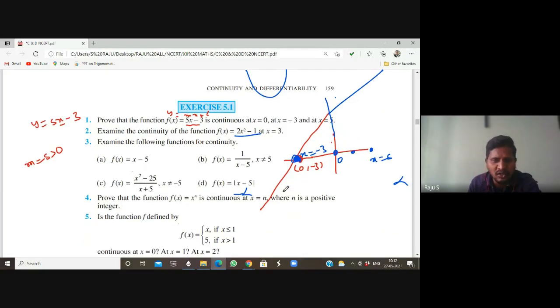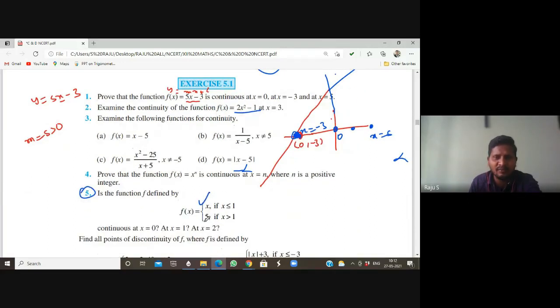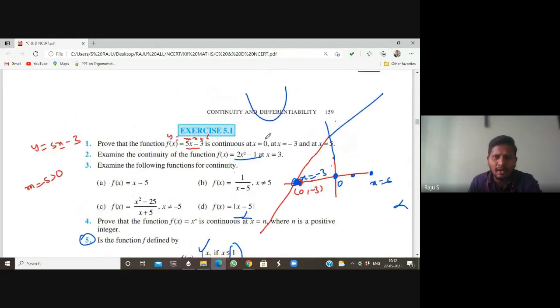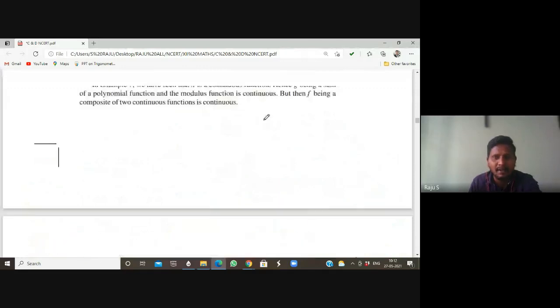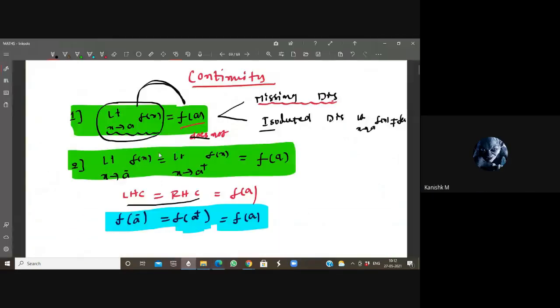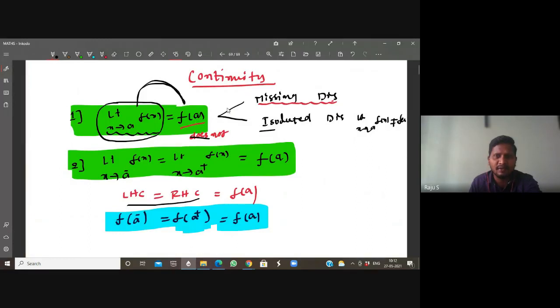But coming to question number 5 onwards, two different functions they have given at the same value. So this depends on the condition in the question. Limit exists, but f of a does not exist, missing. Limit and f of a exist, but both are not equal, isolated. Coming to the second one, finite: finite will be there, infinite will be there. Finite means both left hand continuity and right hand continuity will be finite. LHC and RHC both get a finite value, but both are not equal.